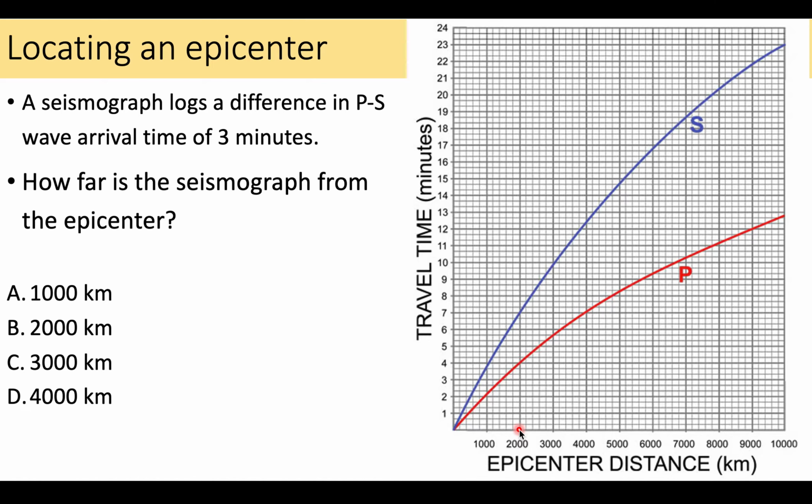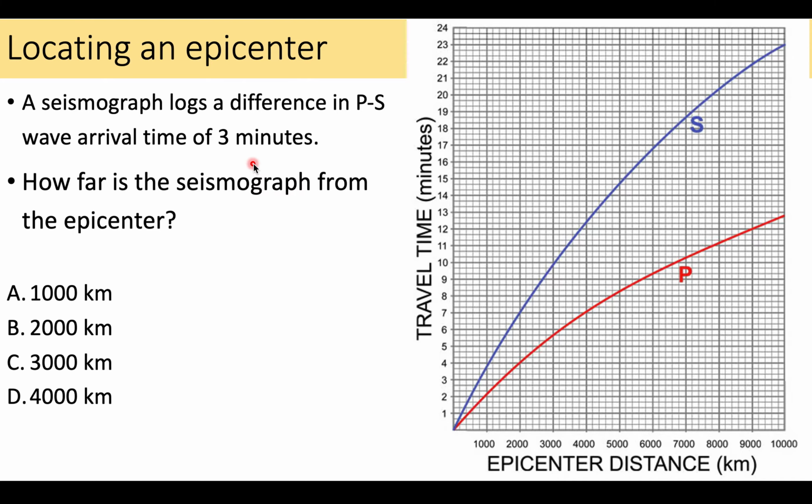So for example, we can use this epicenter distance versus travel time to determine the distance from our seismogram to the focus of the earthquake. So let's say our seismogram logs a difference of 3 minutes. So the P to S wave interval is 3 minutes. So it took 3 minutes between the P wave arrival and the S wave arrival.